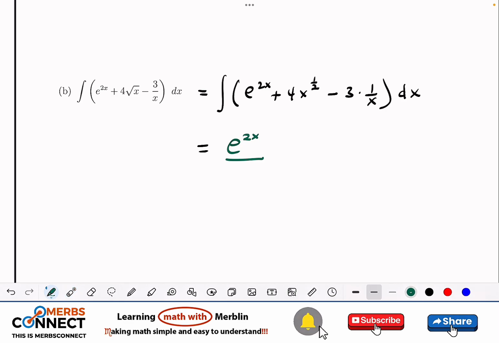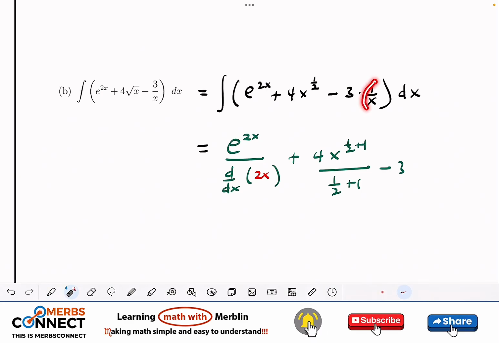So let's divide by the derivative. Let me just write dx over this so that you know what I'm doing. I'm just differentiating what is on the top, like 2x, right? Then plus, as we know from this one, it will be 4 times 1 over 2 plus 1, divided by 1 over 2 plus 1. And then minus 3. Then when I'm integrating 1 over x, I get the natural log of what?